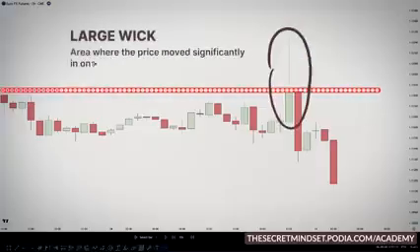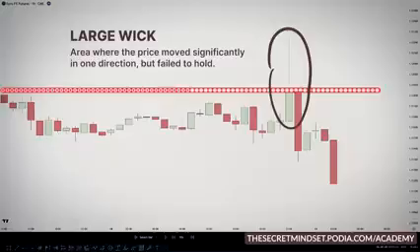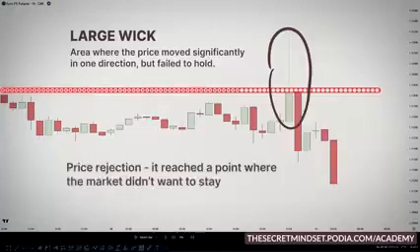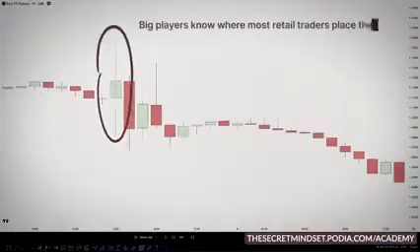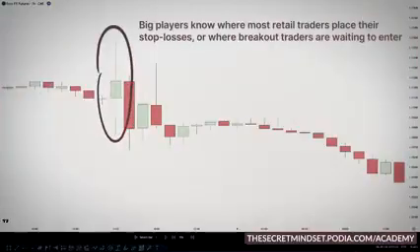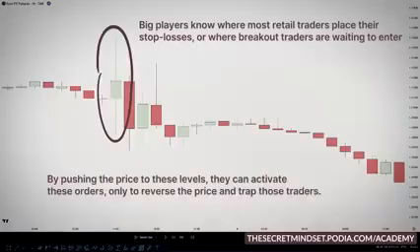At the core, big wicks represent areas where the price moved significantly in one direction but failed to hold. The long wick shows price rejection, meaning it reached a point where the market didn't want to stay. This happens because large players are moving the price to trigger certain actions from retail traders. Big players know where most retail traders place their stop losses or where breakout traders are waiting to enter. And by pushing the price to these levels, they can activate these orders only to reverse the price and trap those traders. The wick is the aftermath of this manipulation.